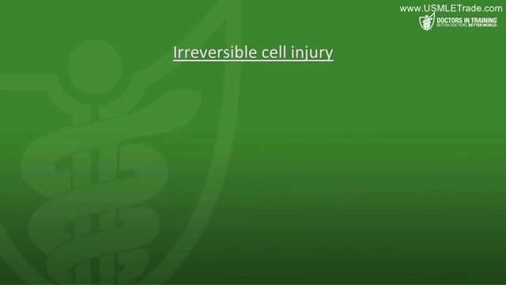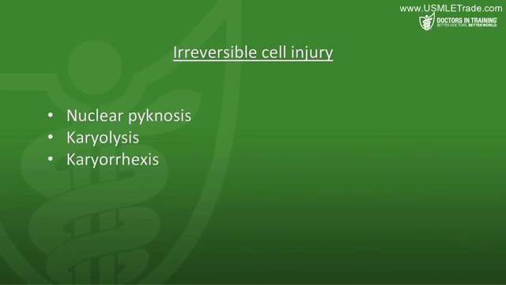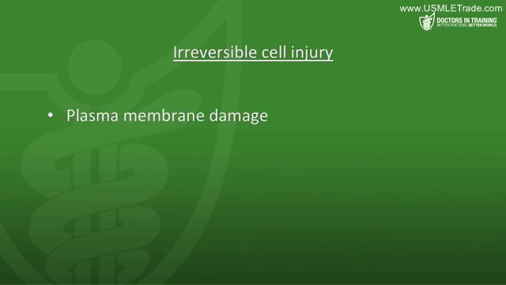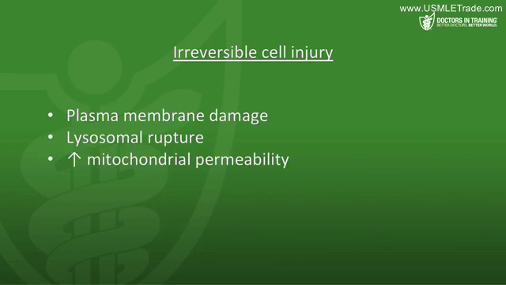Now, the characteristics of irreversible cell injury, injury that your cells can't come back from, are things like nuclear pyknosis, the irreversible condensation of the chromatin. You can see karyolysis, the complete dissolution of the chromatin. Karyorrhexis, which is the fragmentation of the nucleus. You can also see this with calcium influx causing caspase activation, plasma membrane damage, lysosomal rupture, increasing mitochondrial permeability. Again, all irreversible cell injuries.